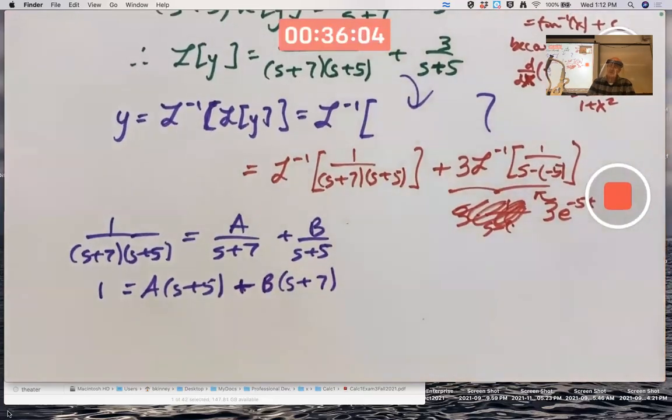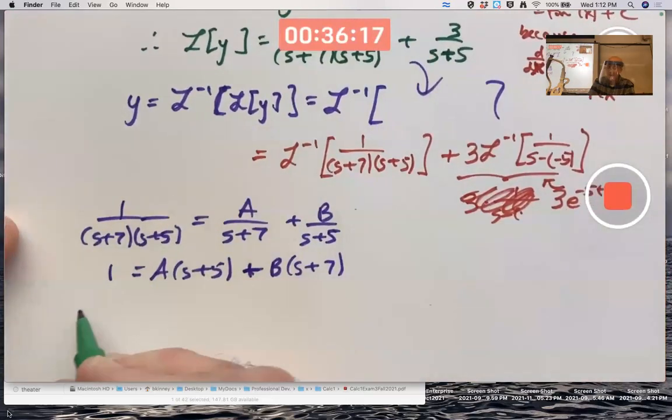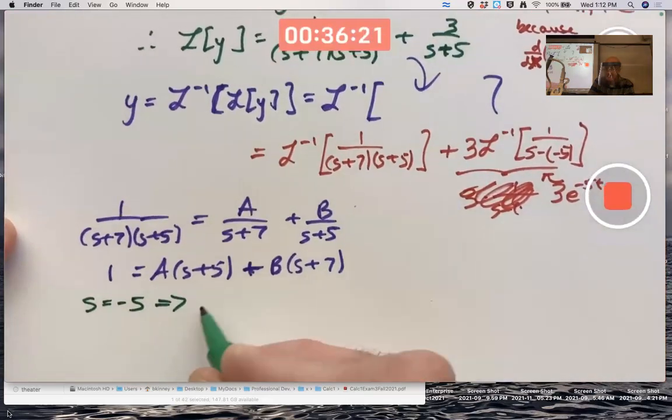And your teacher at this point with partial fractions may have said, go ahead and expand this out and set up a linear system of equations in the unknowns a and b, which is fine. However, it's a lot quicker just to plug in special values of s. I want this to be true for any s. So for example, it should be true when s is negative 5.